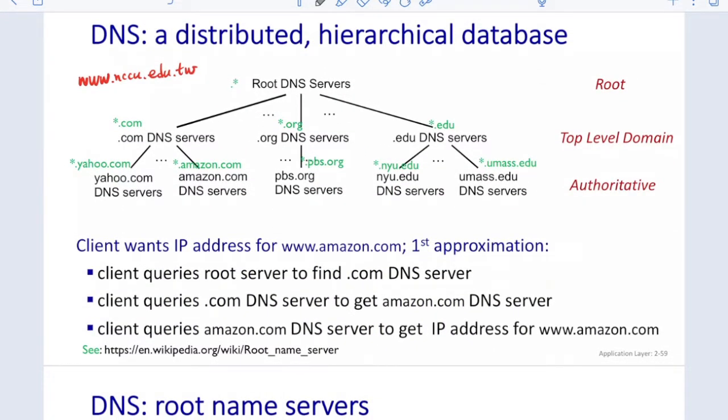So we have a distributed database. For example, if I would like to know the IP address of www.nccu.edu.tw, right? The first thing I would like to know is that it ends with .tw. So from the hierarchical view, in a hierarchical database, there should be one. So I should draw right here.